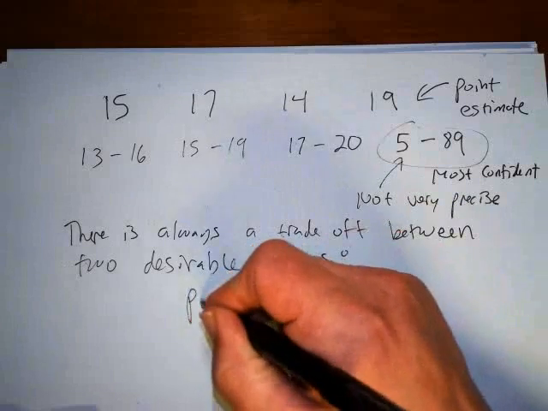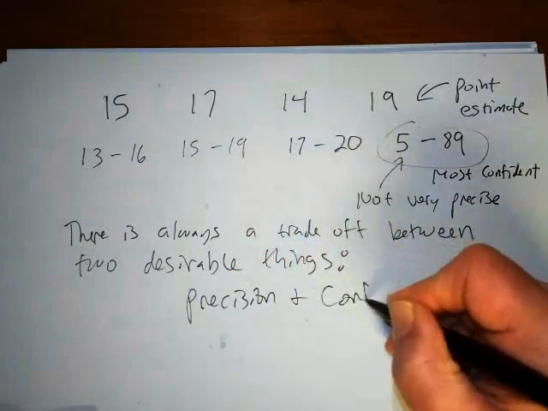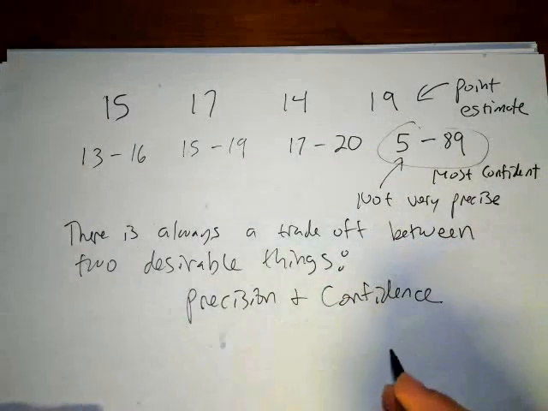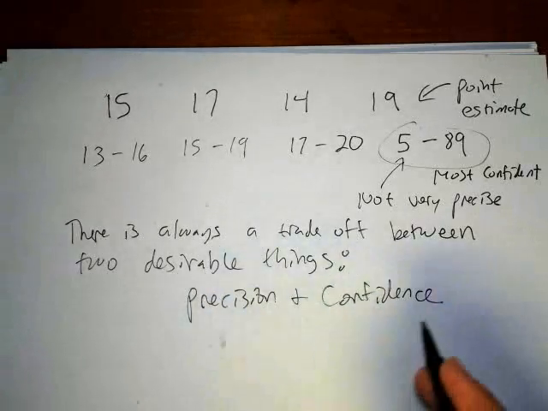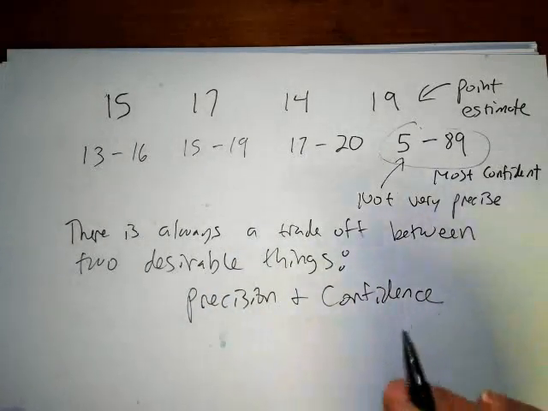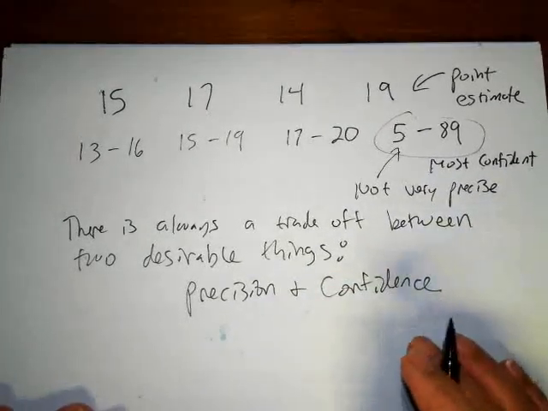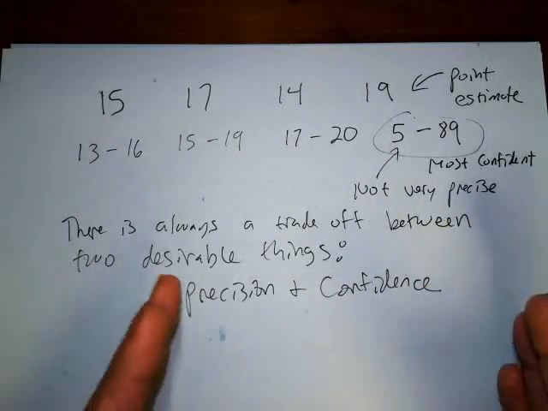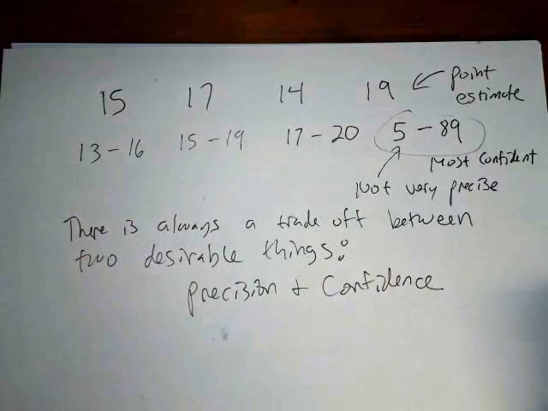And those things are precision and confidence. And those are two different things. In fact, the more you have of one, the less you have of the other, right? Okay? So there's that relationship. So the interval estimates are important because you can get an estimate, hopefully, that you're confident in, but also hopefully one that is fairly precise.